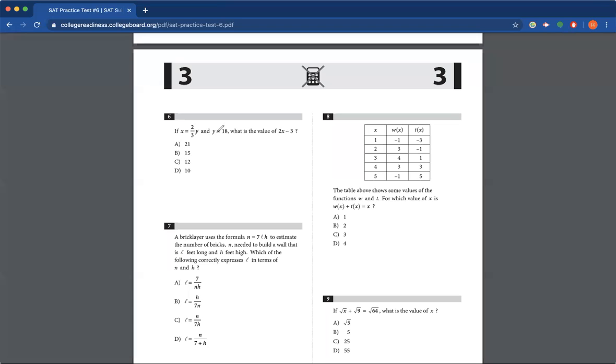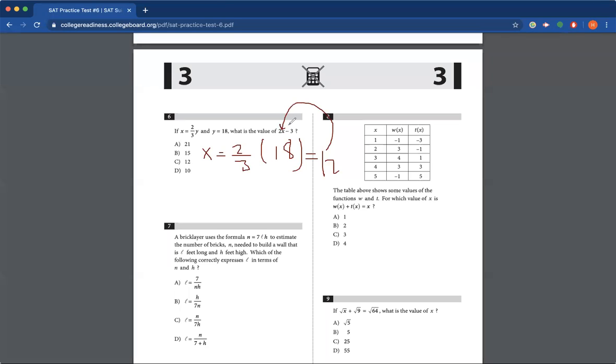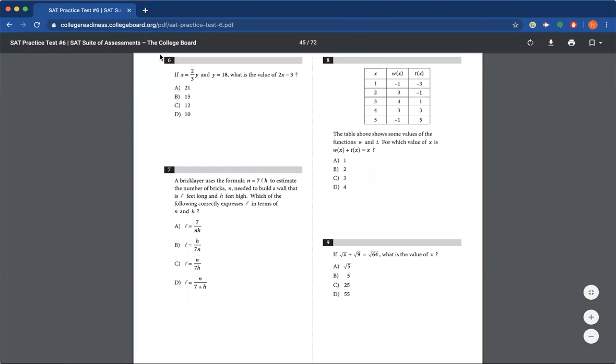x equals 2/3 y and y equals 18. What is the value of this? Okay, so in this case, we just solve for x with 2/3, and we know y is 18, so we plug in 18. This will give us 12, right? So x is 12. Plug it into this equation. 2 times 12 is 24. 24 minus 3 is 21. Okay. If you guys have any questions, just type it in the chat.